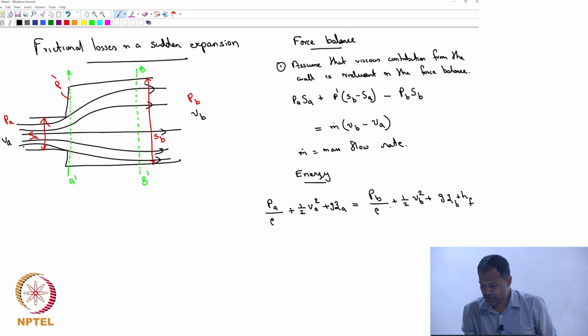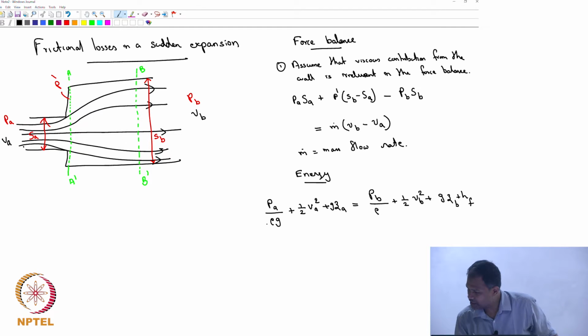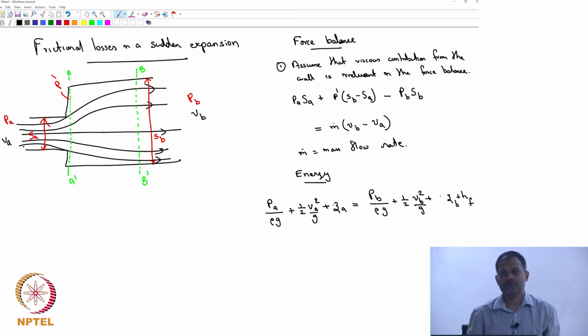Wait, it can't be correct, no, because this is V square, so that's meter square per second square, so it should be g is Z. That sounds correct. Oh, okay. So wait, let me just check what it should be then. Right, so it should be PA by rho g plus V square by 2g plus Z is equal to PB by rho g plus Z. Is this okay now? Okay.